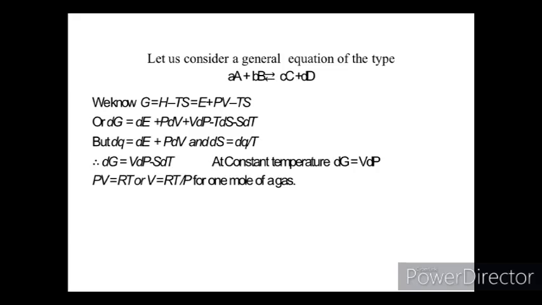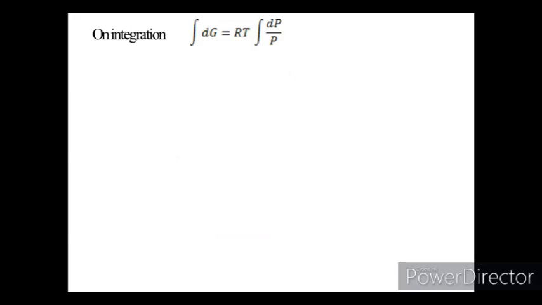For an ideal gas, PV equals nRT. Therefore, for 1 mole of gas, PV equals RT, so volume is equal to RT by P. Substituting V, at constant temperature dG equals RT dP by P. This is the differential form of the equation. Integrating the above equation between the limits G0 to G, with the pressure P, G is equal to G0 plus RT ln P. G0 is the standard free energy.